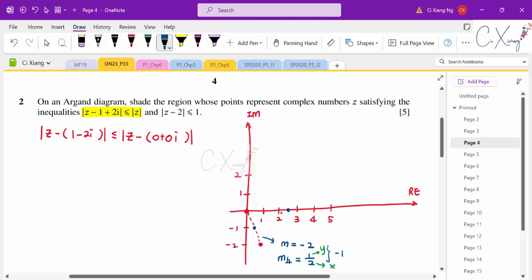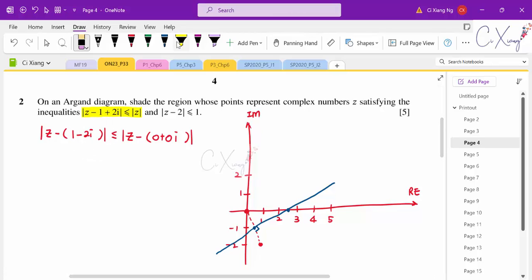So for me, I'm trying to connect these 2 points together. By right, I'm having this. I try to join these 2 points together. So this is basically the perpendicular bisector for the point 1, -2 and also 0, 0. I try my best to draw a straight line here. So this is 90 degrees. Basically this is what we have for this particular inequality in the modulus sum.